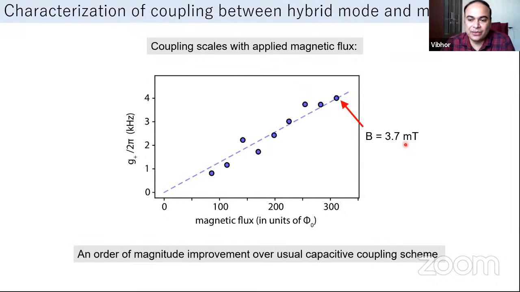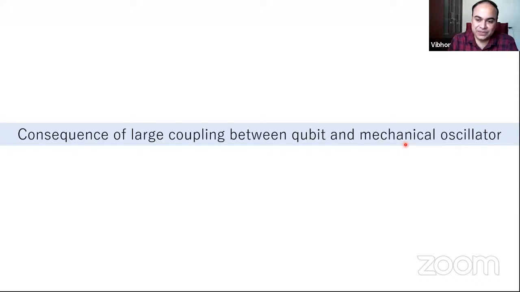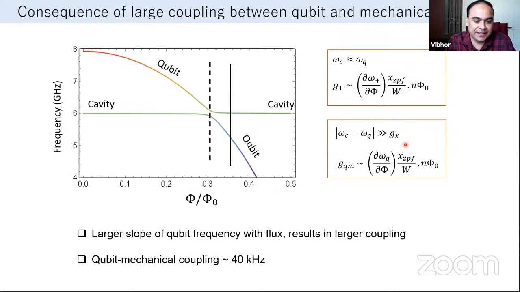Okay, so we have large coupling between the transmon and the mechanical resonator. What is the consequence of it? Okay, so this is the next question that we try to address. One thing that I would like to stress here is that the 4 kilohertz coupling that we have obtained is actually nearly resonant. What I mean by that is, we choose a magnetic flux operation point where the qubit and cavity modes are in resonance.